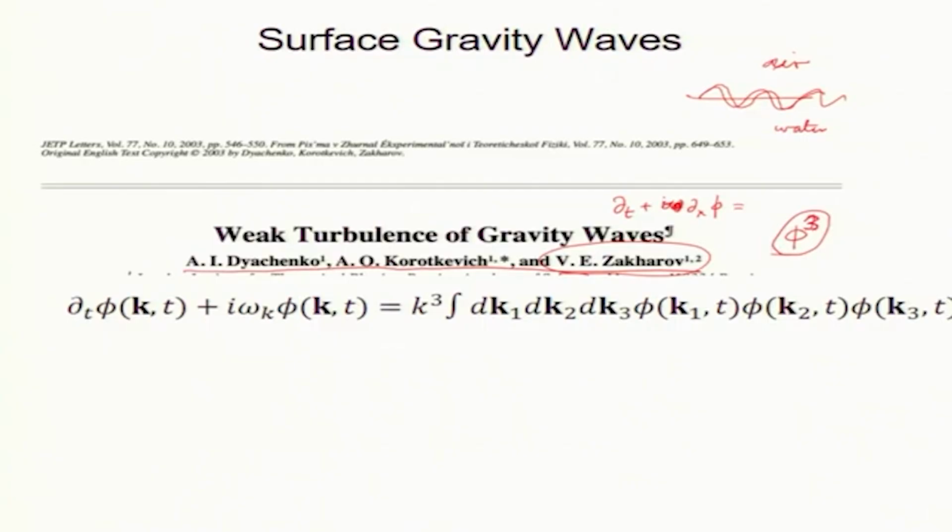Okay. But it turns out the frequency, the omega k, is not linear in k for surface gravity waves. The omega k is square root g k. This is a dispersion relation, it is square root k, and the nonlinearity phi cube is going to be a convolution with 3 phi's, phi k1, phi k2, phi k3.